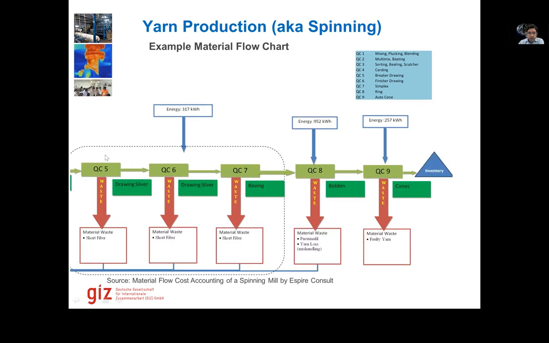Going forward, the sliver enters the drawing process, where we have a 2, 3, or 4 stage process, depending on how long we want the yarn to be. What this process does is thin the rope and elongate the sliver. It is still called a sliver because we have not yet twisted it or converted it into yarn. We further do this in QC7, sometimes also called the simplex process.